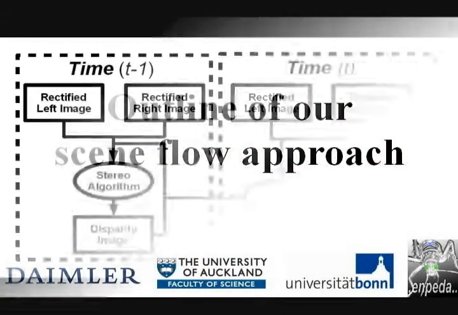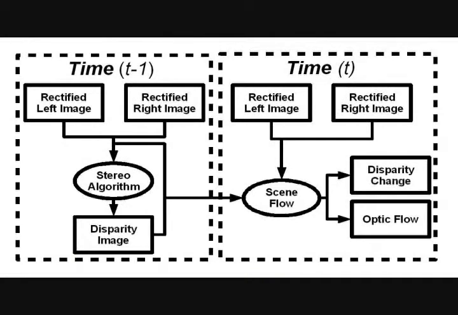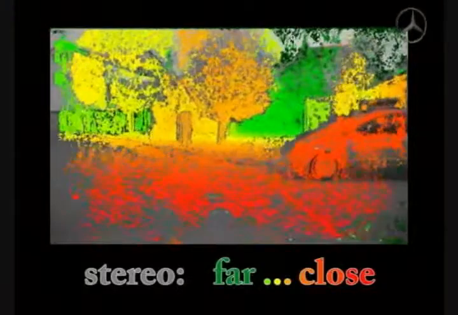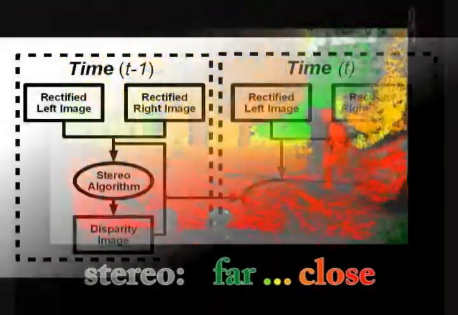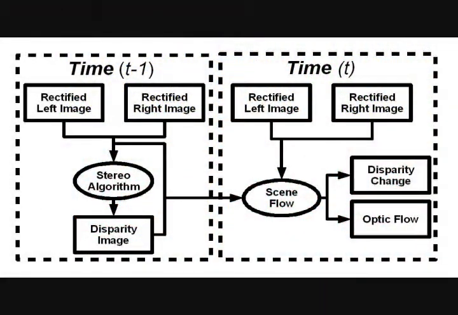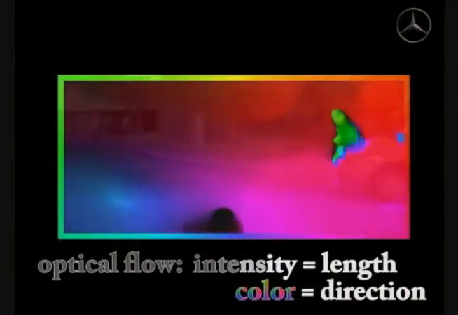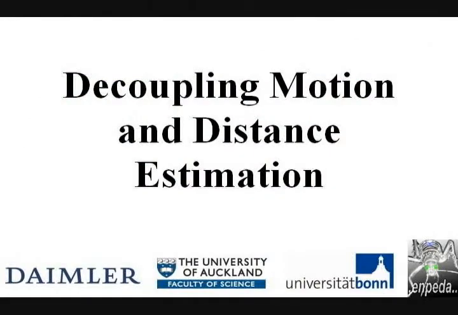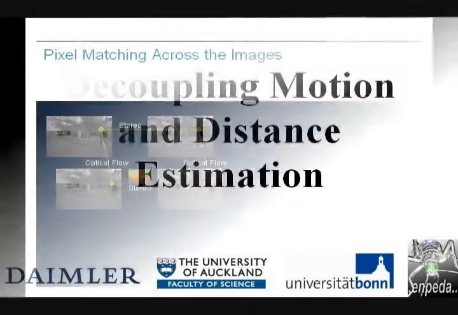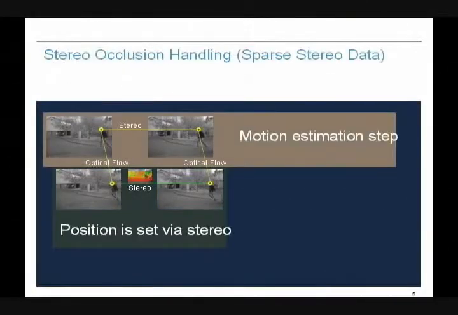From the diagram shown, you can see that we only use two sequential stereo pairs and the disparity image from the first pair. Stereo disparity can be calculated using an FPGA or other such hardware. This requires no additional computational cost. Using this information alone, we can efficiently compute scene flow. This yields two outputs, disparity change and optical flow between frames. The main contribution of our approach is the decoupling of motion and distance estimation.